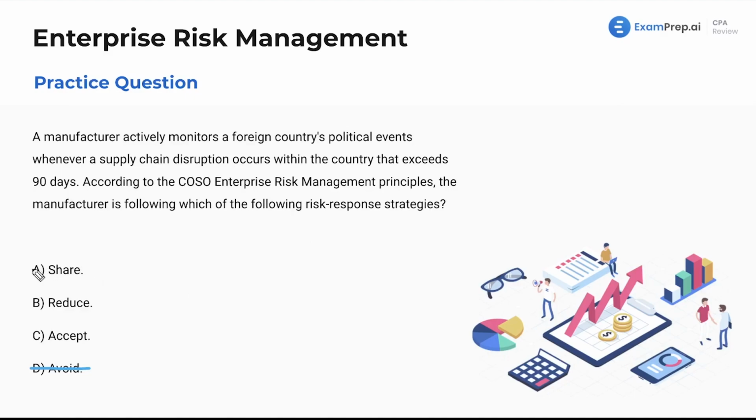I don't believe so either, so I would cross off share. What about reduce? Are we doing anything to alleviate that risk? We're just monitoring it. Are we trying to negotiate with the government? What's going on? Really nothing. There's nothing to indicate it would be a reduction. As such, we're monitoring it.